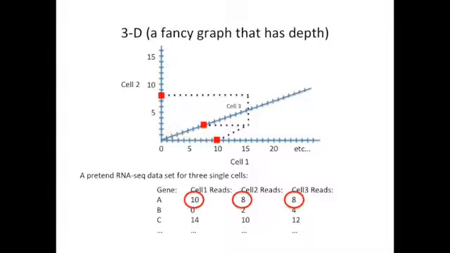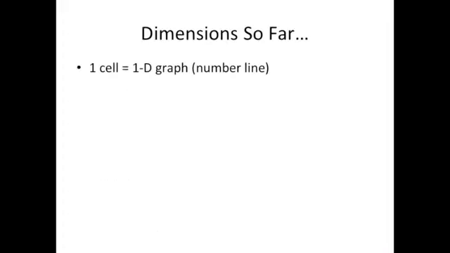We then draw lines perpendicular to each axis to figure out where they all meet, and then we put a dot there. I'm not going to do too many examples of this because you get the idea. So this is what we know about dimensions so far.